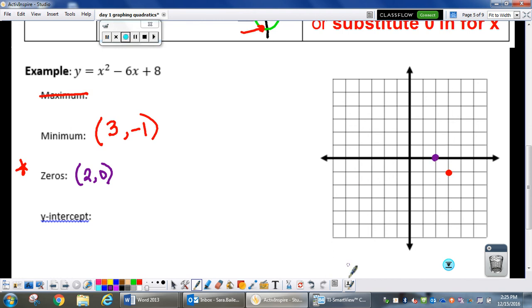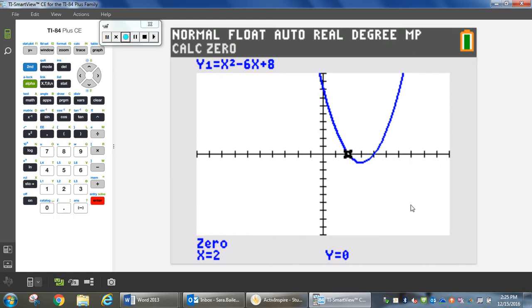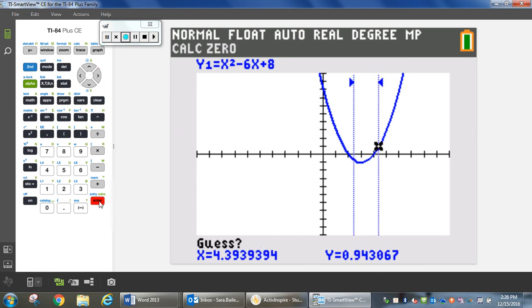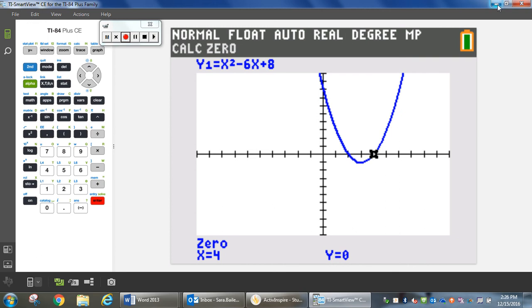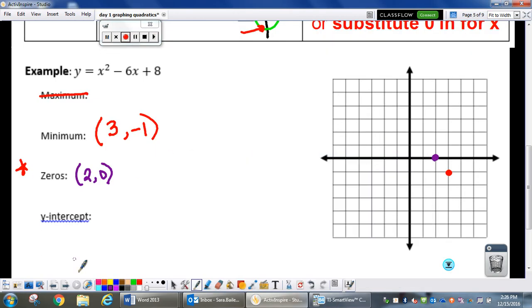And now you have to go back and do those same steps again to get your other 0. So second calc 0. We're already to the left of it because we're trying to find that one right there. Enter. Toggle over to the right of it. Enter, enter. You have to hit enter twice, so it doesn't say guess anymore. So your other 0 was 4, 0, and that would get plotted right there.